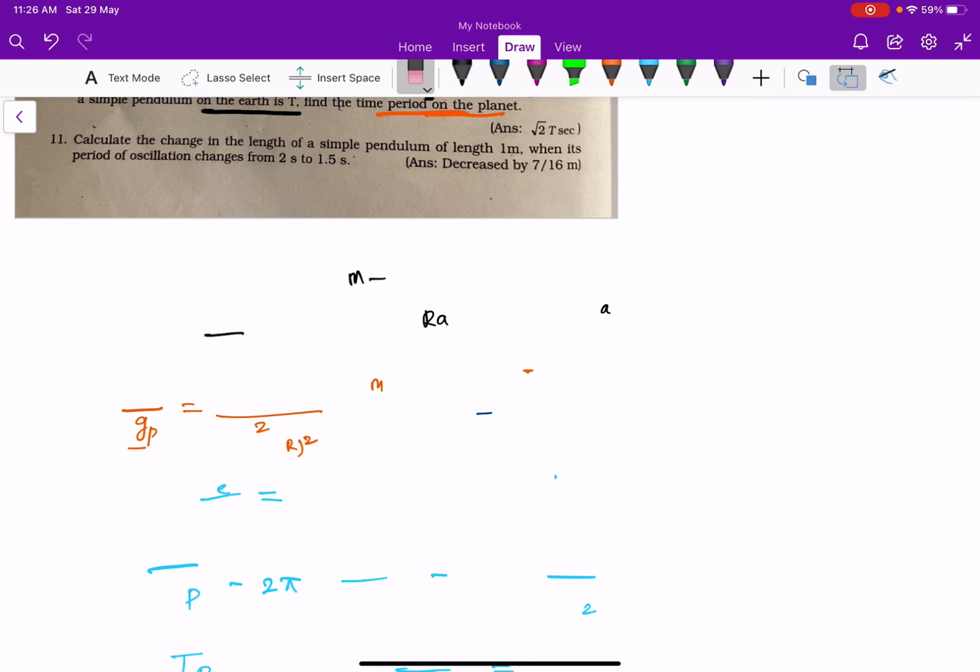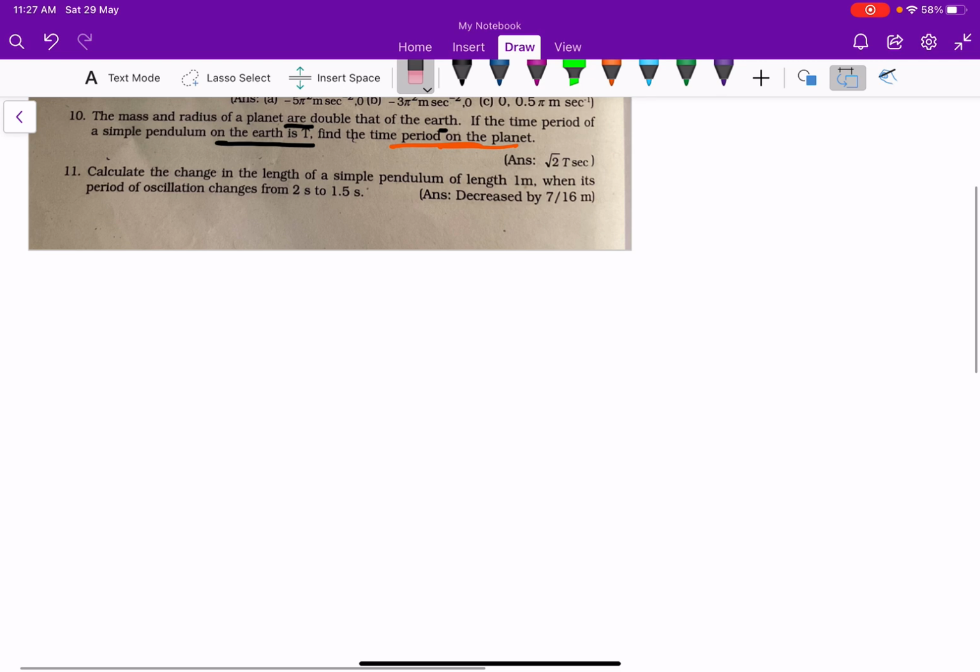Question number 11. In question number 11, what is there? Calculate the change in length of the simple pendulum of length 1 meter when its period of oscillation changes from 2 to 1.5 seconds. Calculate the change in length of the simple pendulum. Now, 11th question.